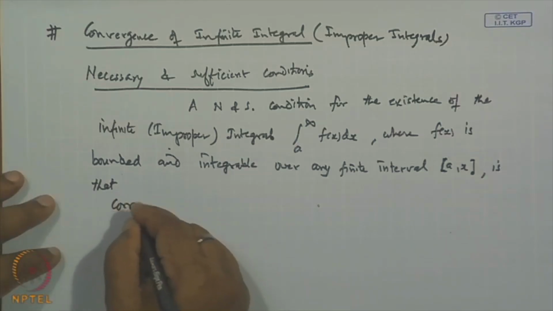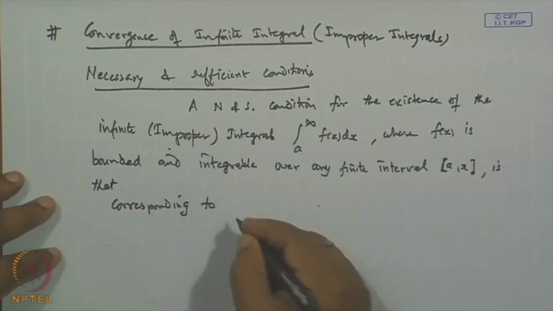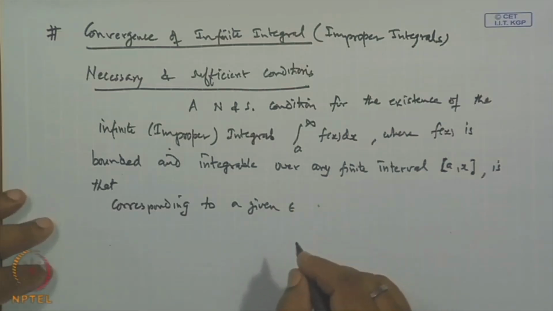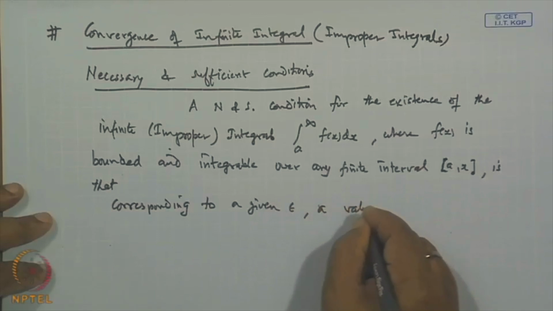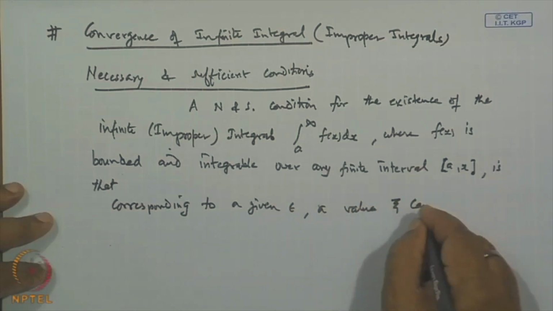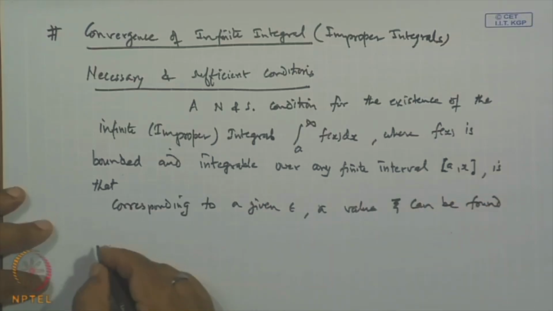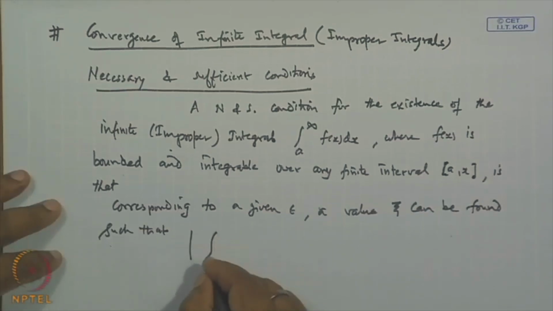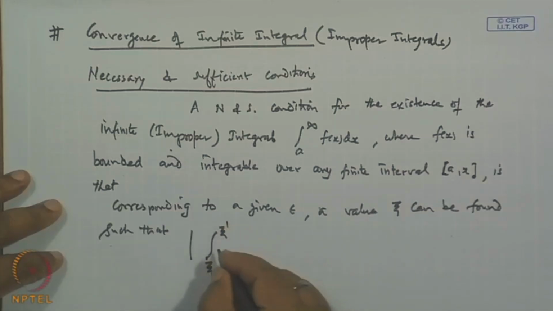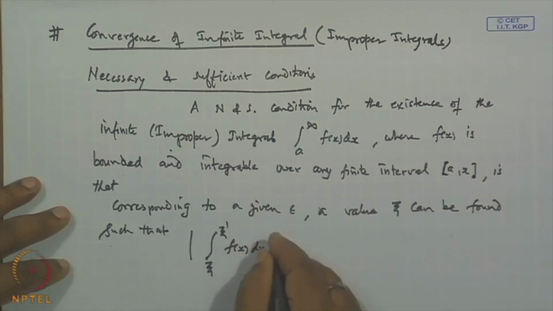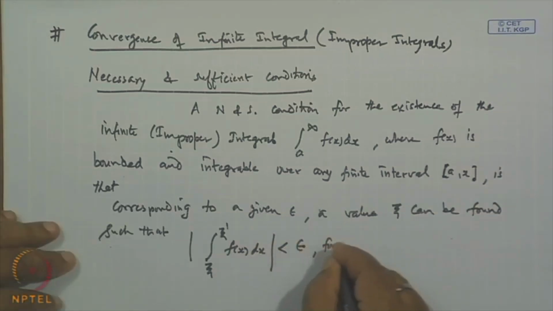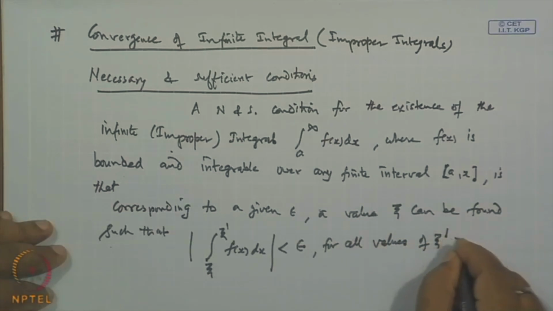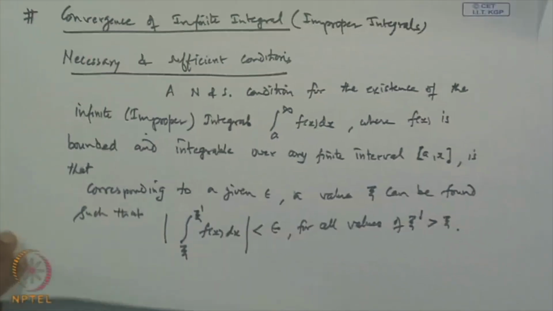corresponding to a given epsilon, a value xi can be found such that the modulus of the integral from xi to xi dash of f(x) dx is less than epsilon for all values of xi dash greater than xi. Okay, so this is one.